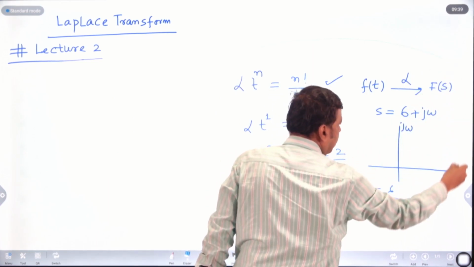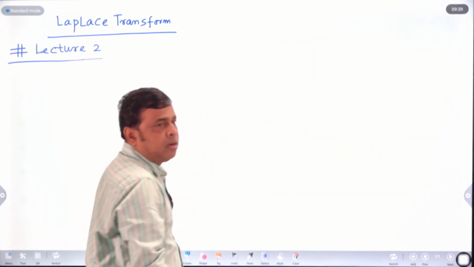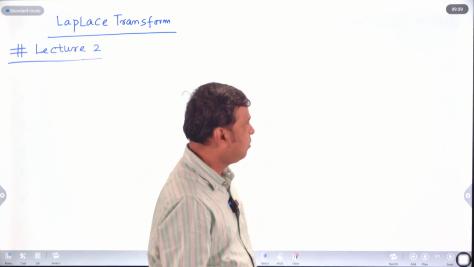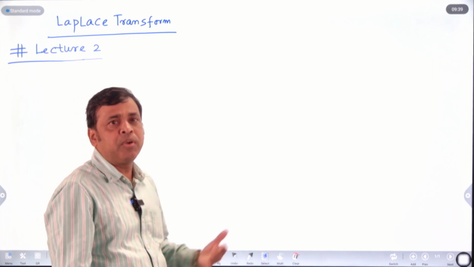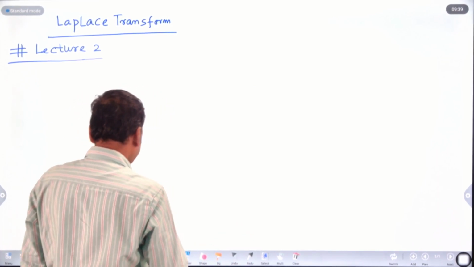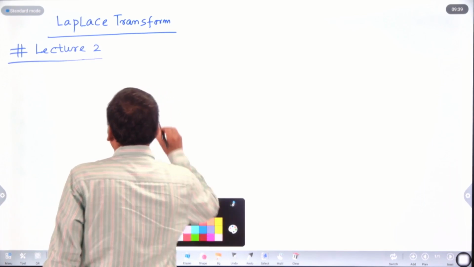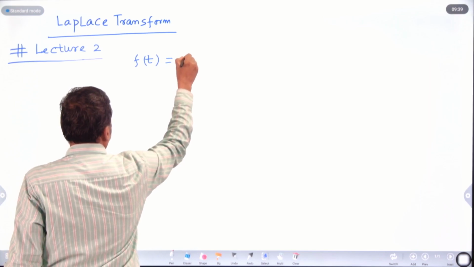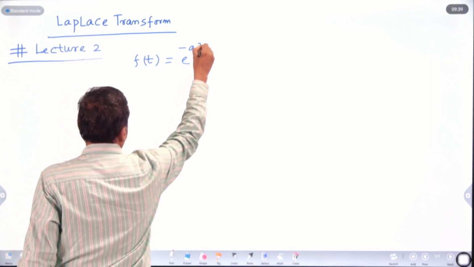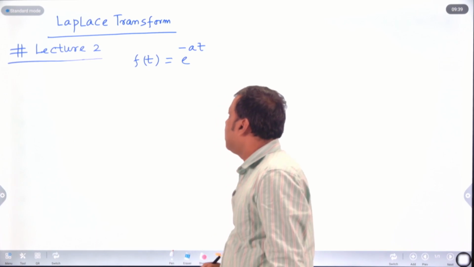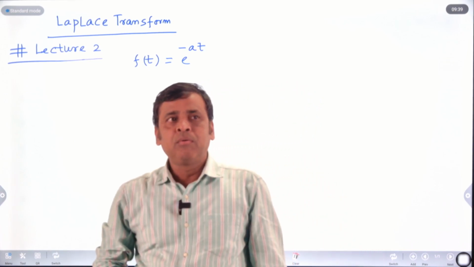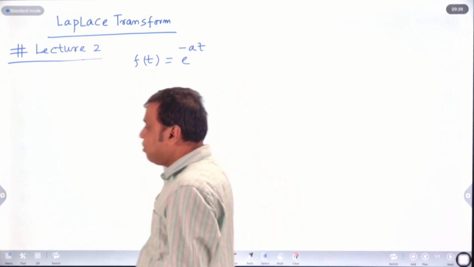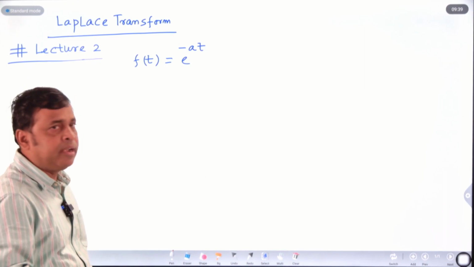Today we are going to derive the Laplace transform of some basic functions. What are the basic functions? Suppose the exponential function: f of t equal to e to the power minus a t, where a is any scalar quantity. We are going to find out the Laplace transform of f of t. Here e to the power minus a t is an exponential decay function.